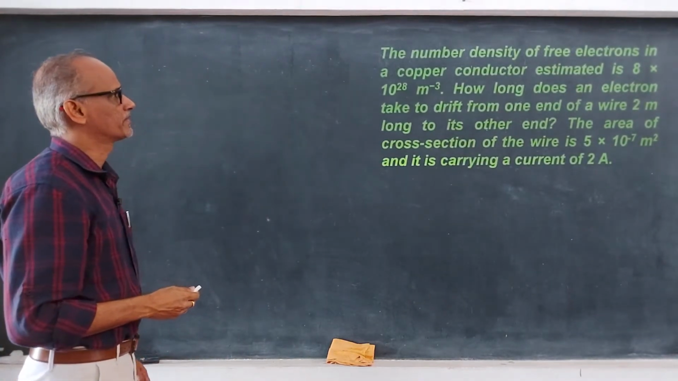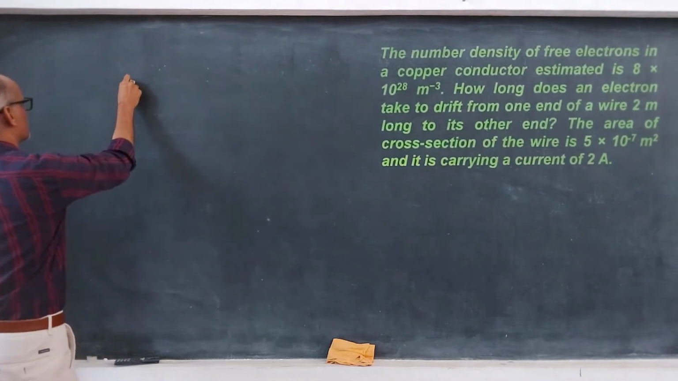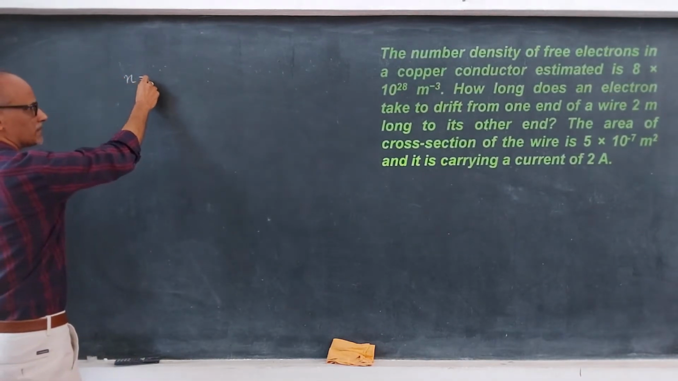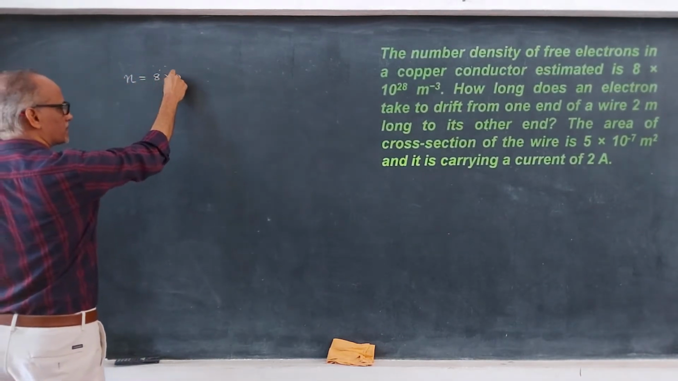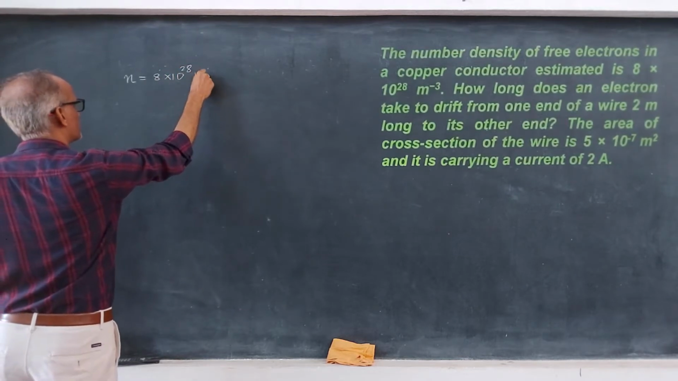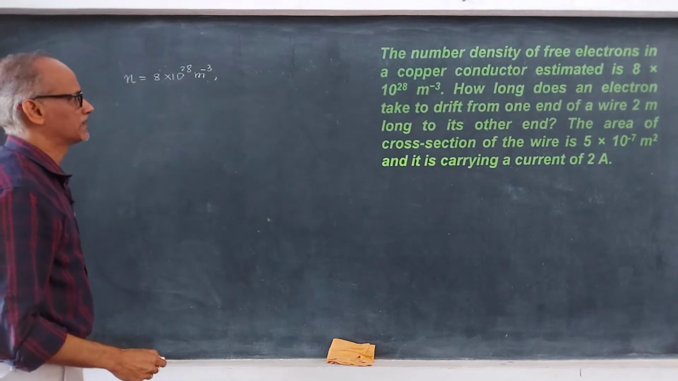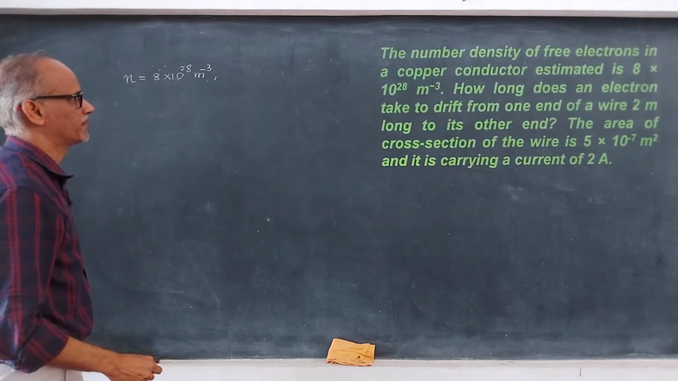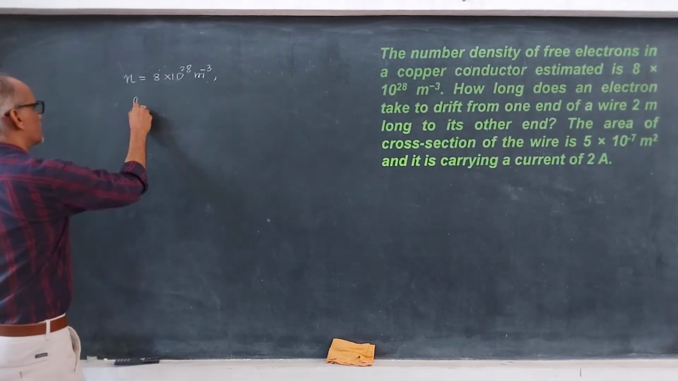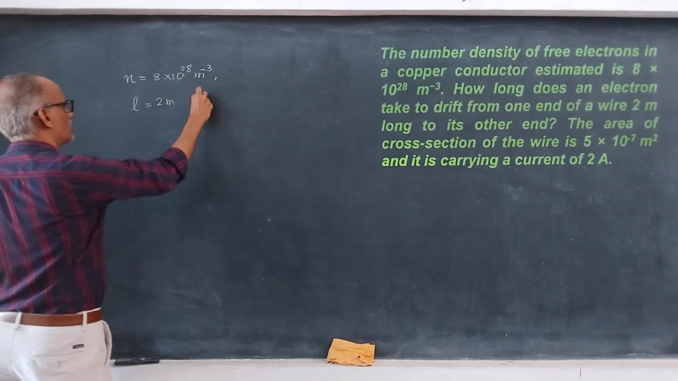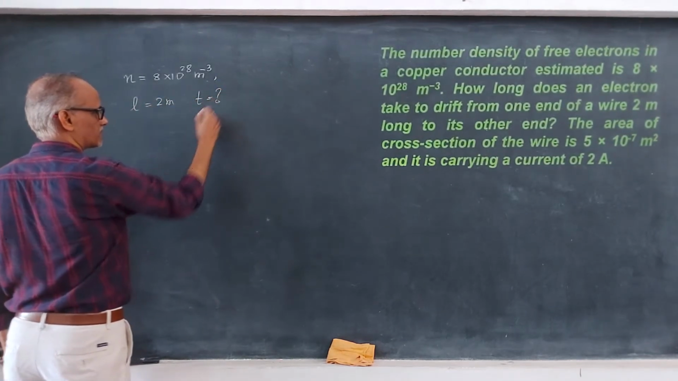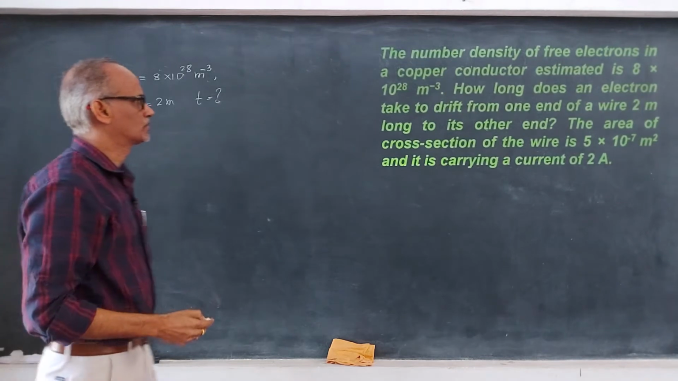The number density of free electrons, that is the number of free electrons per unit volume, N, is given, which is 8 into 10 to the power 28 per meter cube. How long does an electron take to drift from one end of a wire of length L, which is given as 2 meters, to its other end? That means we need to find the time.